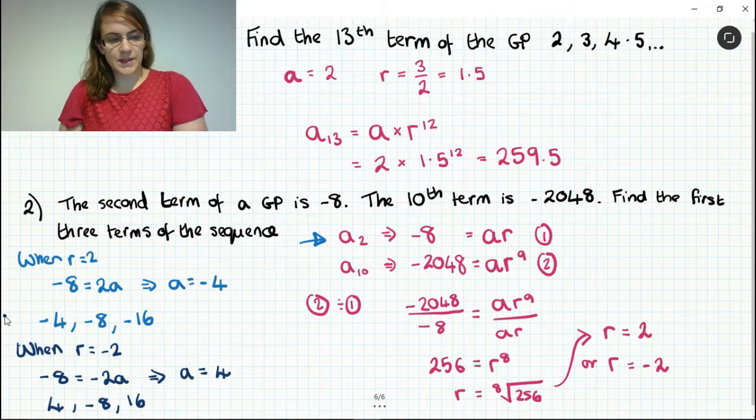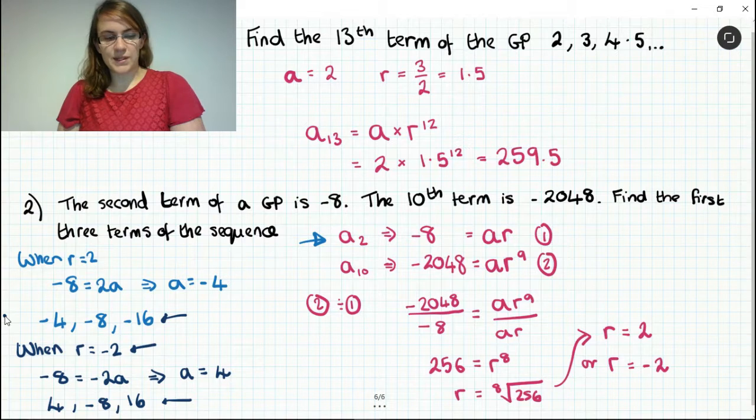So you can see a comparison of these two sequences. The size of each term is the same, but in the first case they are all negative. In the second case, because we have a negative ratio, they fluctuate from being positive to negative. So if we went up to our 10th term, they would both be 2048. In the top sequence, it would definitely be negative because all the terms are negative. And in the bottom sequence, it would also be negative because it fluctuates from being positive, negative, positive, negative. So every even term is negative. So there are actually two possible sequences that would have a second term of minus 8 and a 10th term of minus 2048. So in this question you would have two answers.